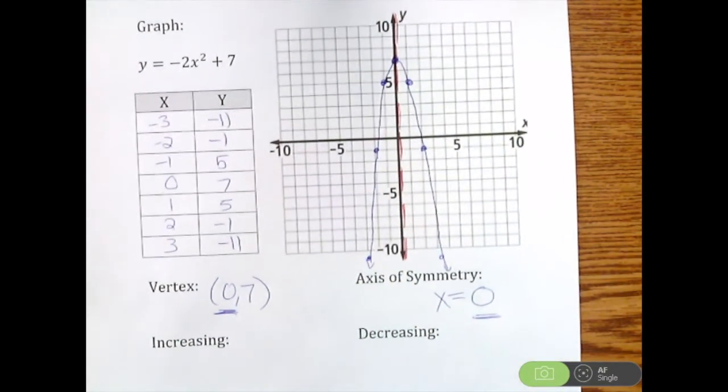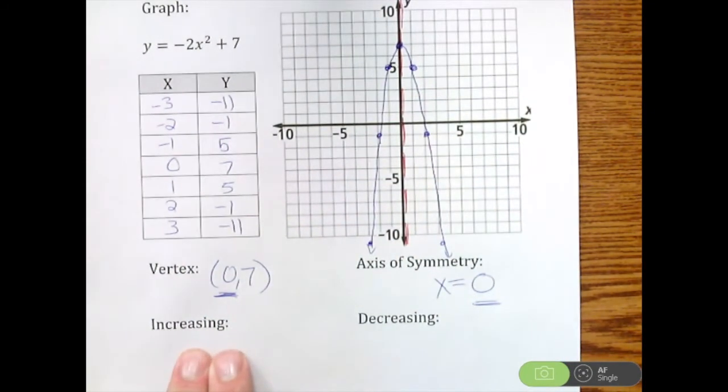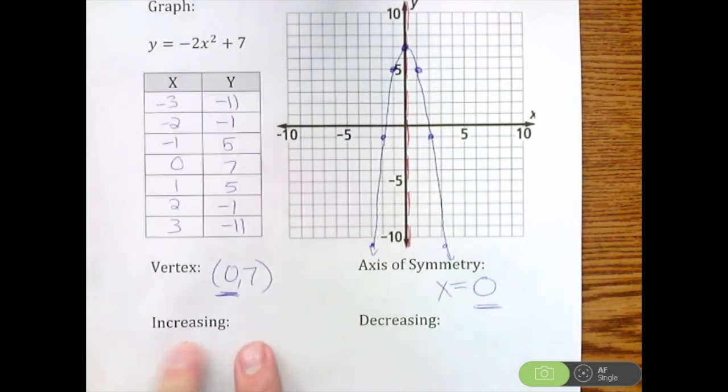So what's kind of new with this one that I want to hit on, because a lot of that right there should be repetition from the first quadratic video, is increasing and decreasing. So how we do this again is just like you read.